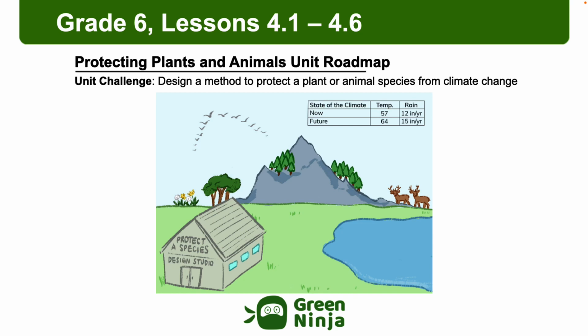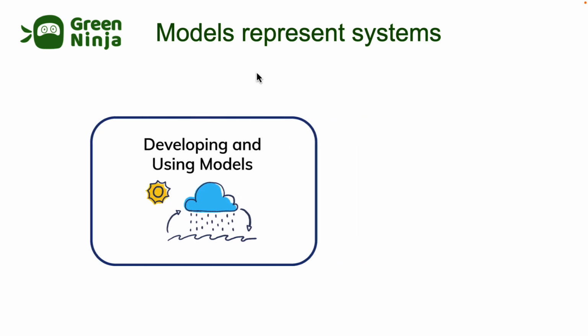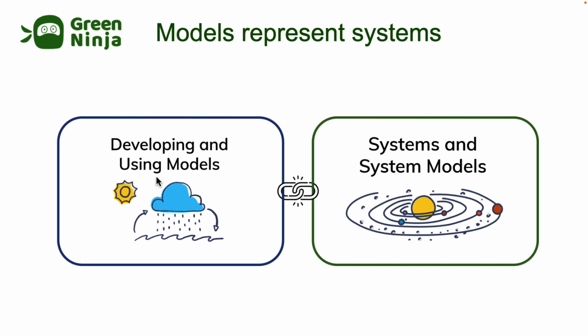In this chapter, we're going to develop models to explain the reproductive strategies of organisms, including sexual and asexual reproduction. Now, the first thing that we need to know about models in the NGSS is that they represent systems. So the practice and the cross-cutting concept are inextricably linked.